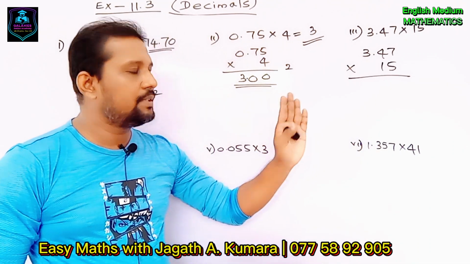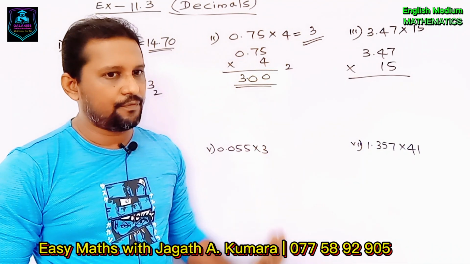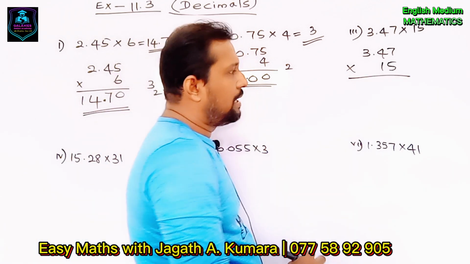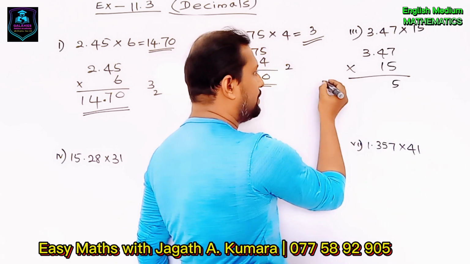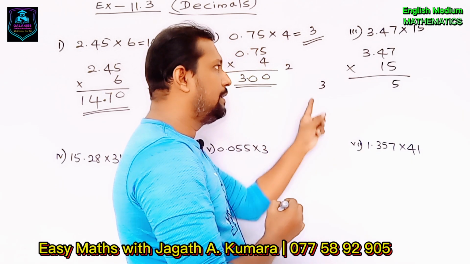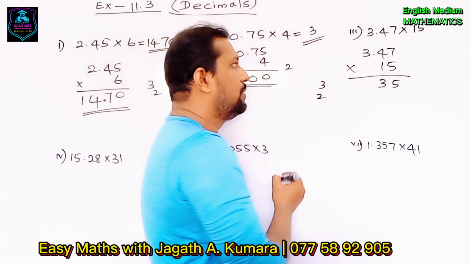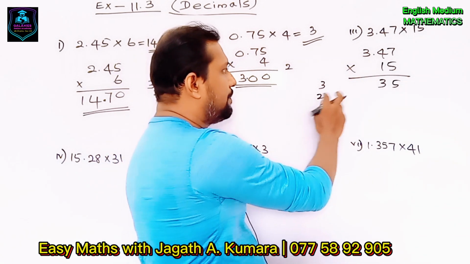Ignore the decimal point. 347. First I will multiply by 5. 5 times 7, 35, remaining 3. 5 times 4, 20, plus 3, 23, remaining 2. 5 times 3, 15. 15 plus 2, 17.